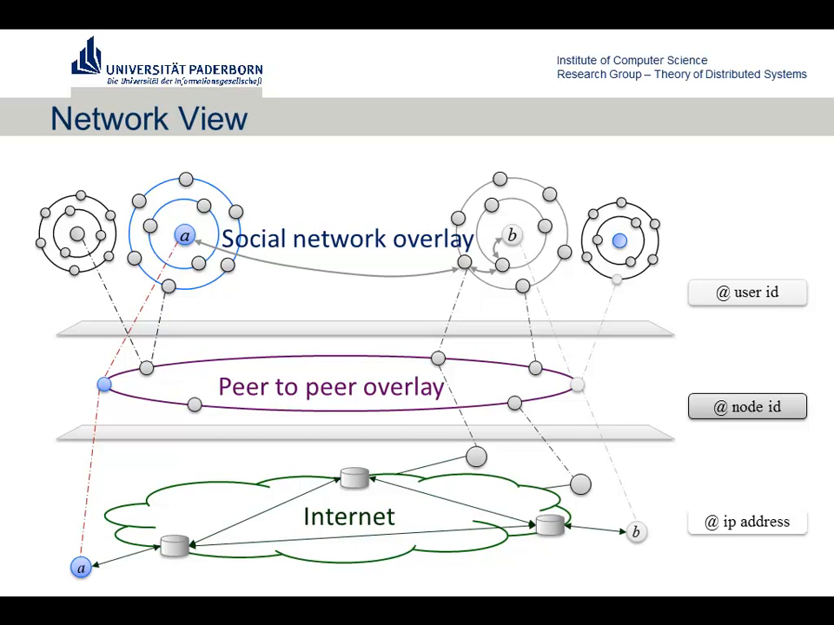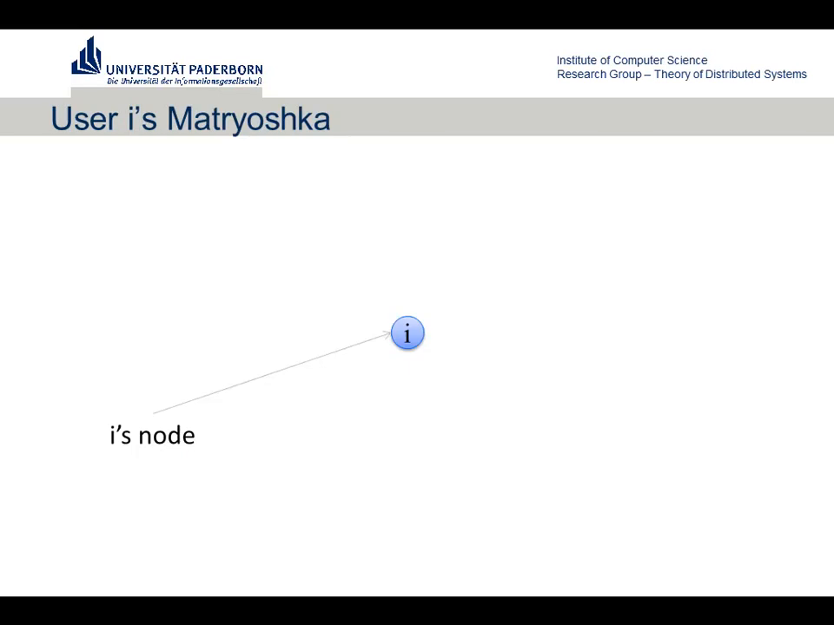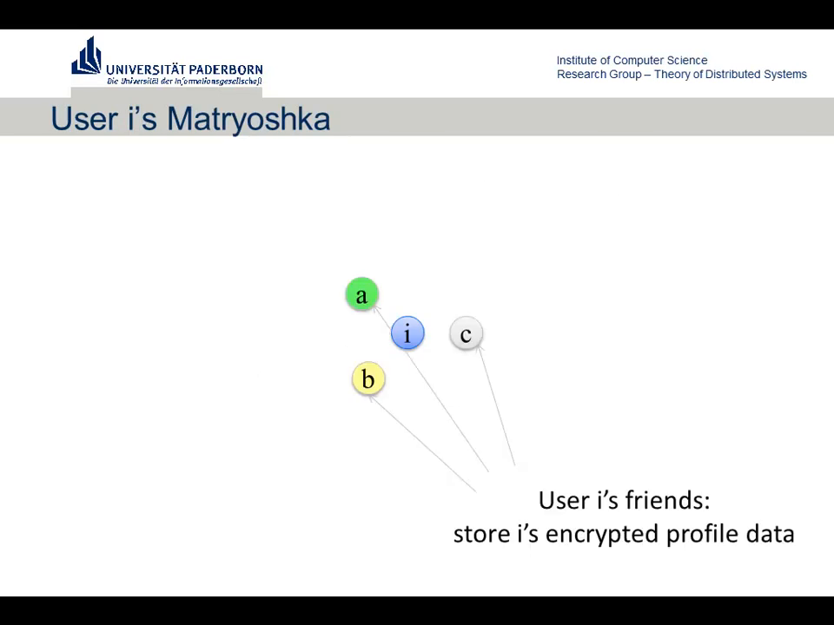So if this is A, then A has its ring of friends, and these friends also have some friends. So from A's point of view, you are only connected to your friends, and your friends are only connected to their friends, and so you have these matryoshkas, so to say. So this is the topology. We will see how it will be used.